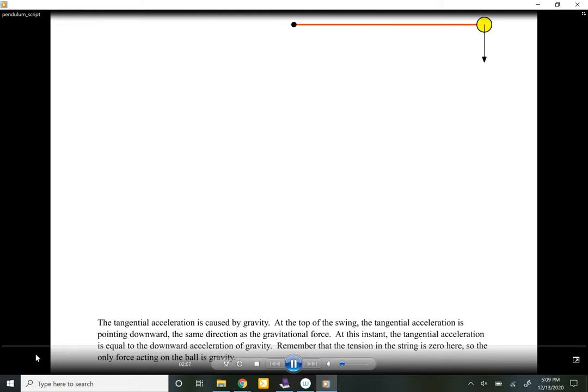The tangential acceleration is caused by gravity. At the top of the swing, the tangential acceleration is pointing downward, the same direction as the gravitational force. At this instant, the tangential acceleration is equal to the downward acceleration of gravity. Remember that the tension in the string is zero here, so the only force acting on the ball is gravity.